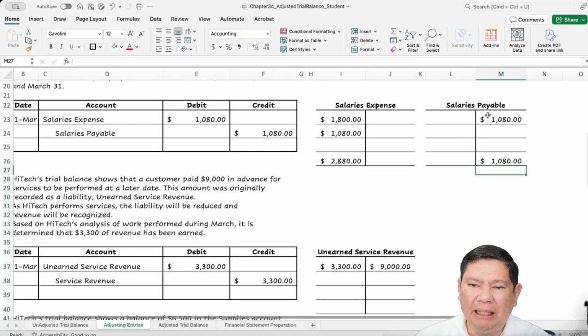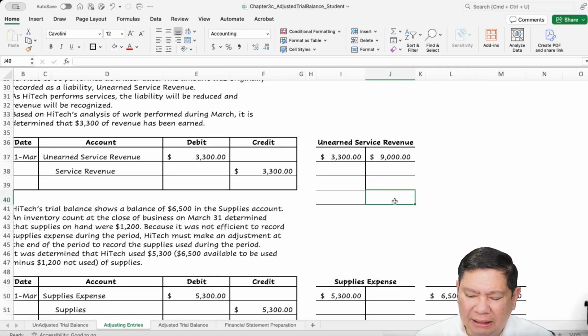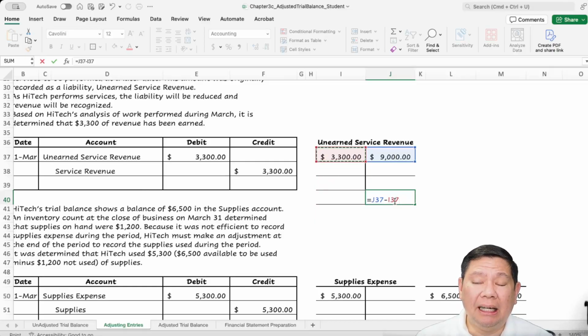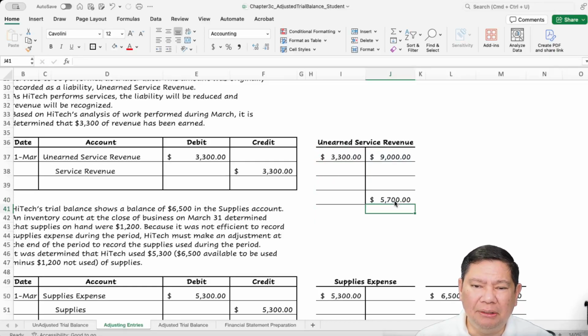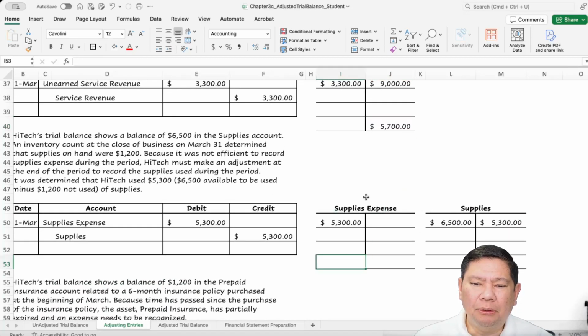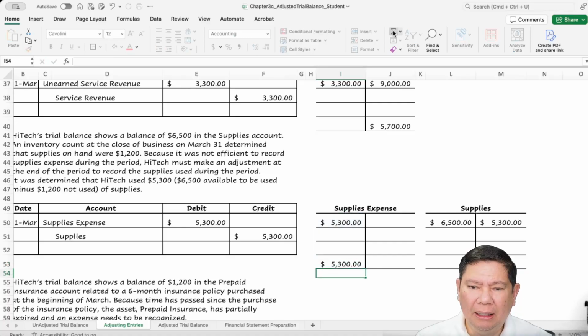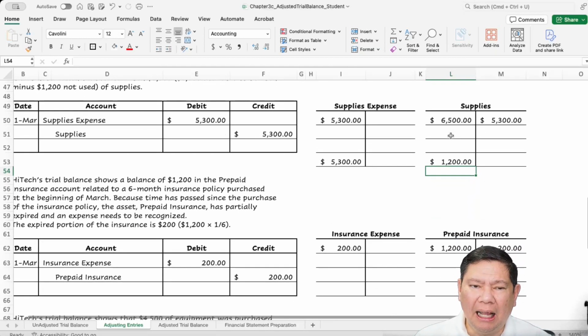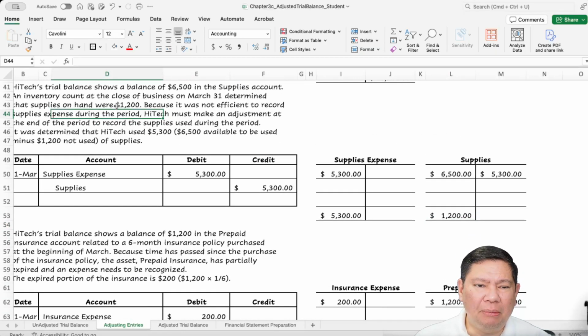Some of them are very easy to calculate. We don't even need to do any calculations. Unearned service revenues from $9,000 and then 3,300 has been recognized as revenue. So 5,700 now. Supplies expense. Supplies originally was 6,500 and 5,300 has been used. So now we have 1,200 left as stated in this information here.